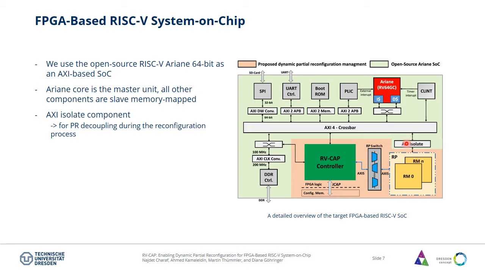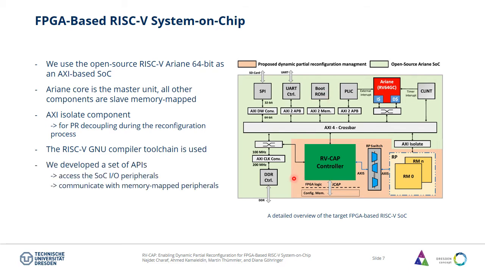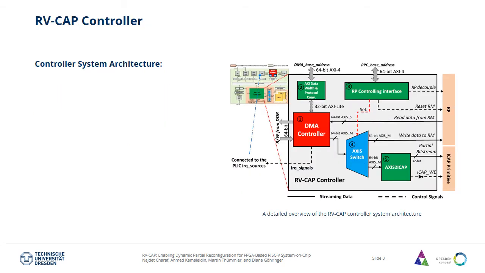And we are also using the on-chip memory to store the application instructions. We also use the RISC-V GNU compiler toolchain to generate the executable application for the Ariane core, and we developed other IPs to access and combine with the whole memory-mapped peripherals. So here is now our RVCap in detail.